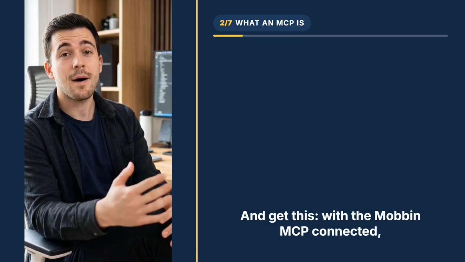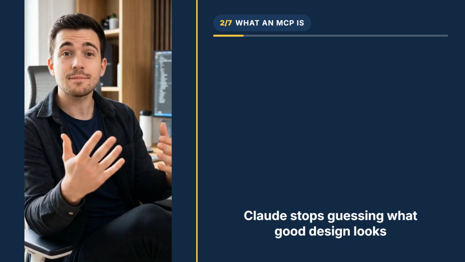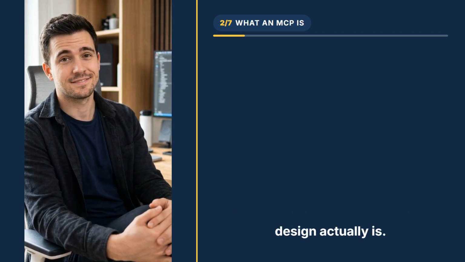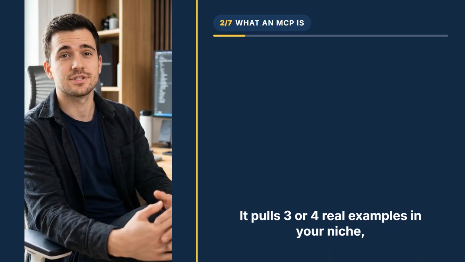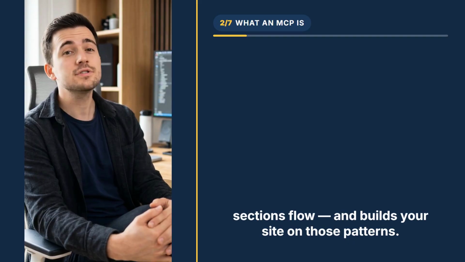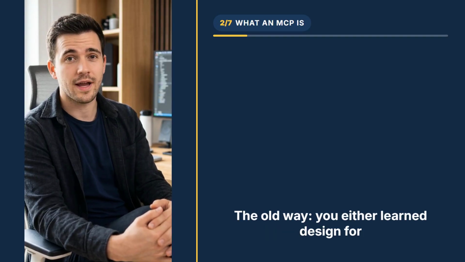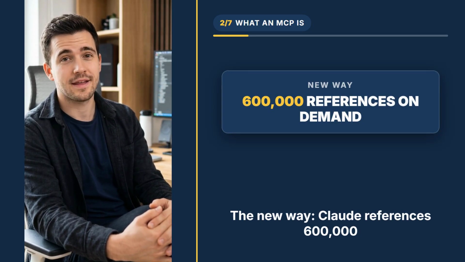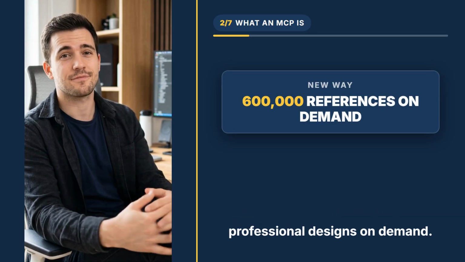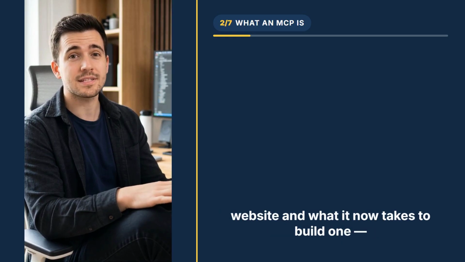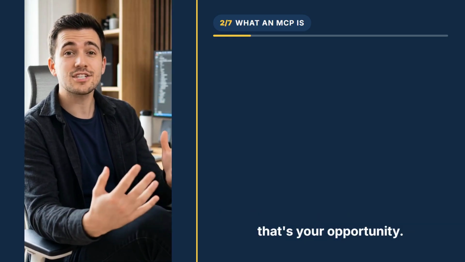And get this, with the Mobbin MCP connected, Claude stops guessing what good design looks like and starts referencing what good design actually is. It pulls 3 or 4 real examples in your niche, studies the layout, the spacing, the way sections flow, and builds your site on those patterns. The old way, you either learned design for years or paid a designer thousands. The new way, Claude references 600,000 professional designs on demand. That gap between what businesses pay for a website and what it now takes to build one, that's your opportunity.